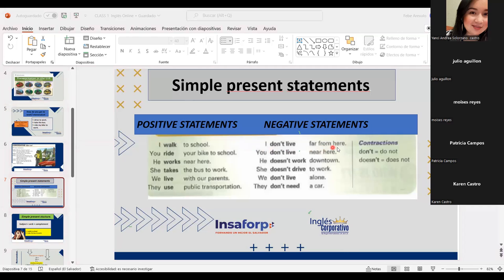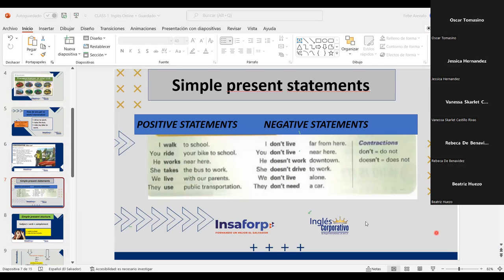Okay. I walk to school. I don't live far from here. You ride your bike to school. You don't live near here. He works near here. He doesn't work downtown. She takes the bus to work. She doesn't drive to work. We live with our parents. We don't live alone. They use public transportation. They don't need a car. Excellent. Very good pronunciation. Excellent.